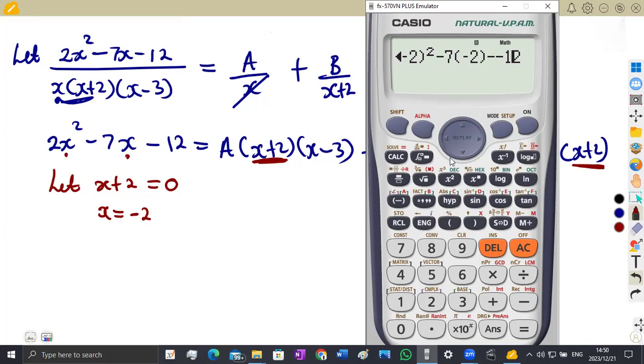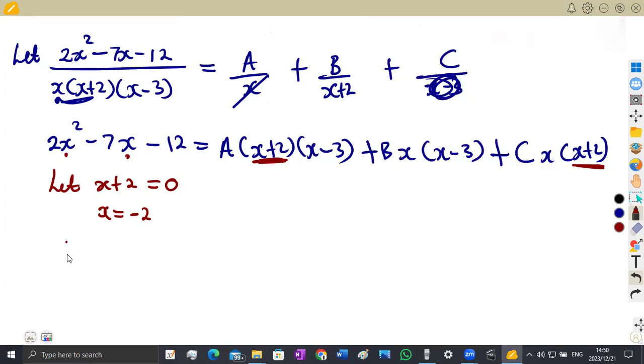So here, let me just remove this one and put it like this. It's going to be 10. So this will give us 10 is equal to, and there's no need to do the same thing on the other terms, because we say the bracket of x plus 2 is 0, so this whole part is 0.